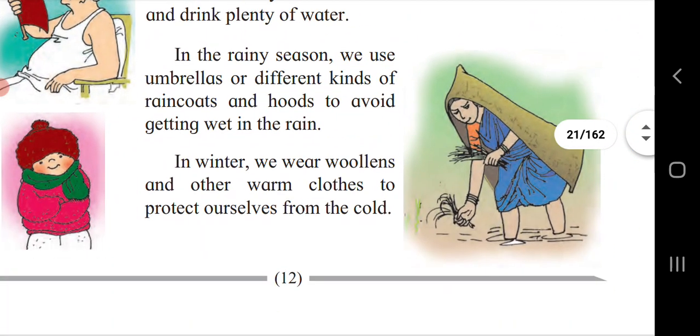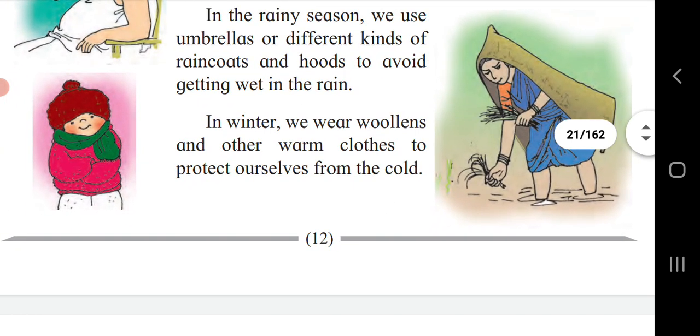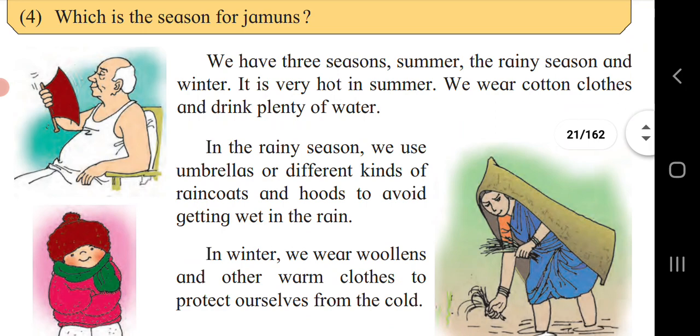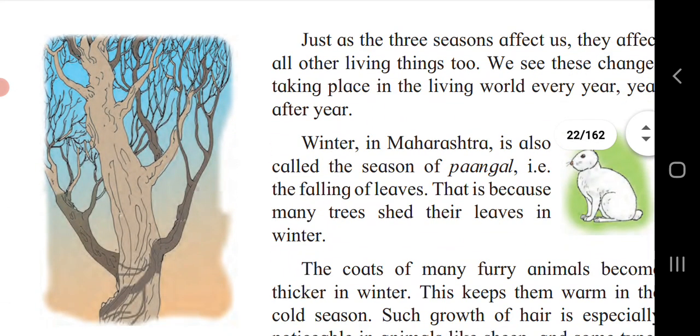Again, in the remaining part, what we had seen: how is the weather in the summer season? The warm to hot summer season is seen. In the rainy season, it rains. In winter, it is cold. What is suitable clothing that we had seen? In the summer season, we wear cotton clothes. In the rainy season, we wear raincoats and hoods. In winter, we wear woolen clothes.